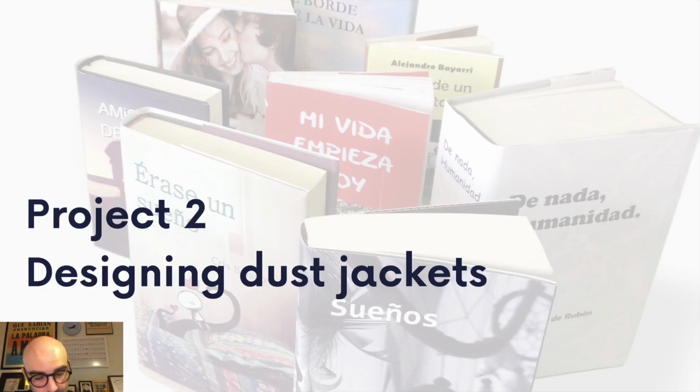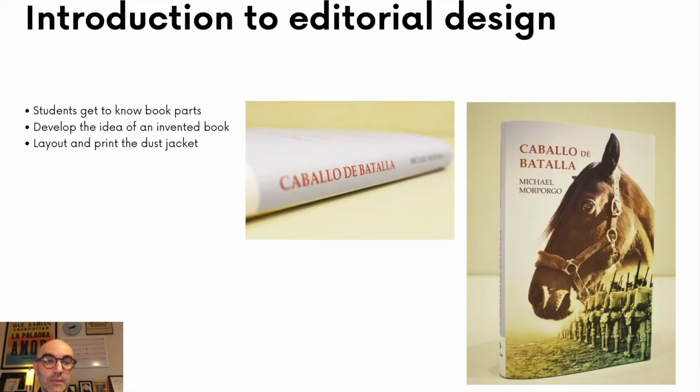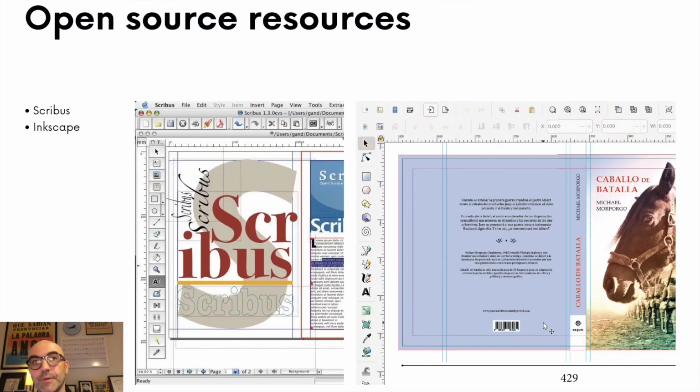So another project, designing a dust jacket. It's easier to guess. In here, students get to know book parts and then develop the idea of an invented book, and then lay out and print the dust jacket. In here, as I told you before with the other project, we try to use open source resources. So we work with Scribus, which is the InDesign alternative in the open source world. It's not Adobe InDesign, but it does work quite well in a school environment, and we also work with Inkscape for vector design and some layouting.